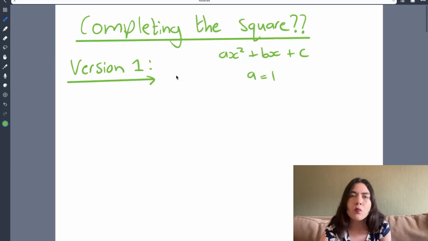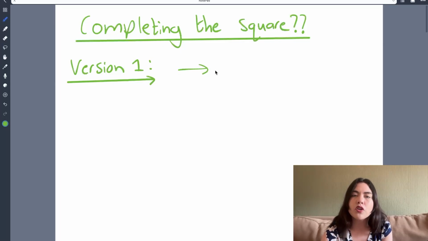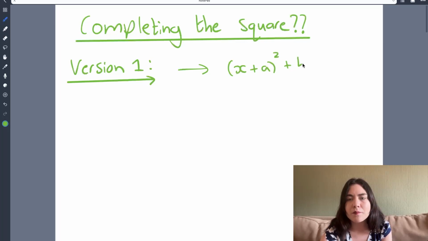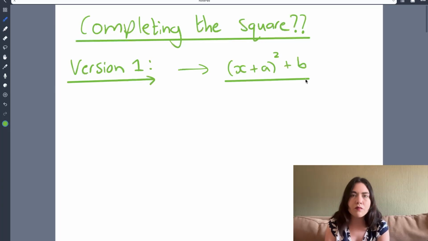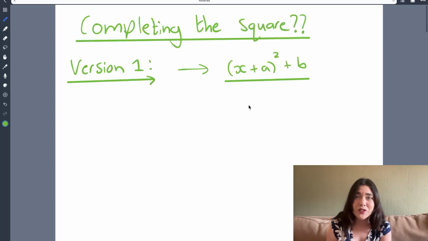All right, so you will know you need to complete the square, not because the question will say you need to complete the square, but it will give you a form or a format to put your quadratic equation in. When we are doing version 1, the form will look something like this: x plus a, all squared, plus b. So if you see a question that says put this in the form this, or convert this to this, or whatever, if you see this form, it's firstly completing the square, and secondly version 1. Okay, so let's break it down into steps.